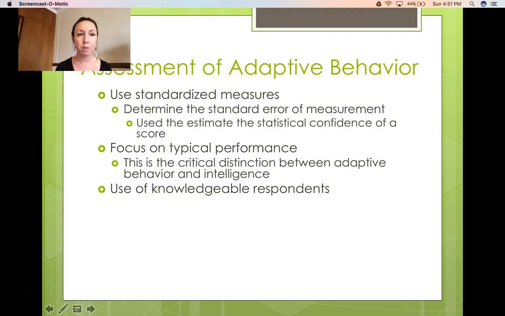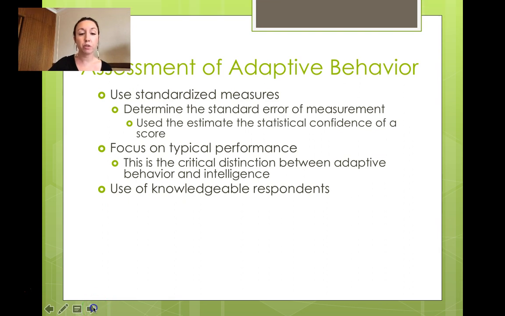There's a general minimum standard of performance based on your age and how much assistance you require. So when we're looking at adaptive behavior, we're just focusing on what a typically developing individual that age should be able to do independently. Also, a really important consideration when we're looking at adaptive behavior is using knowledgeable respondents.